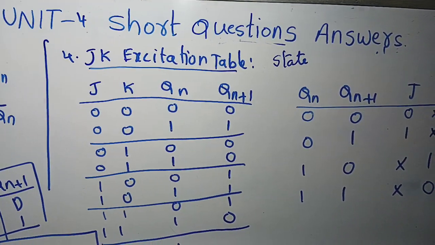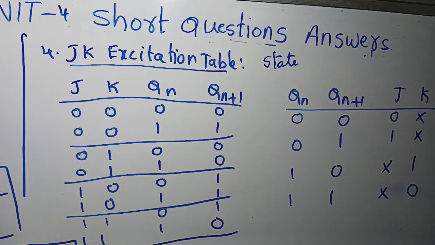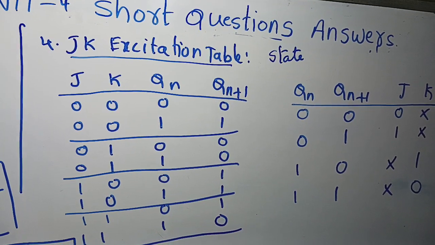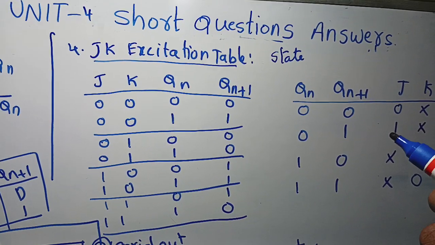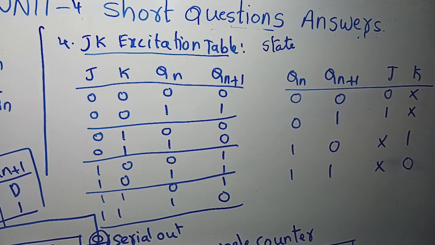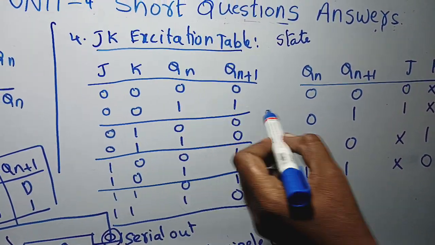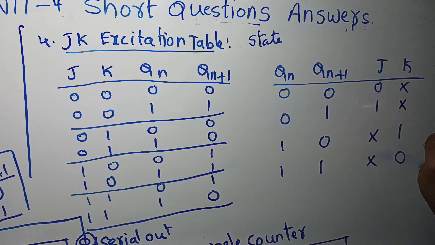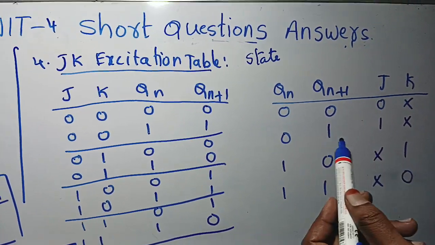And at that time, what are the corresponding flip-flop inputs? So that is the excitation table: the state transitions or changes with respect to the flip-flop inputs. For example, I want to write the JK flip-flop excitation table, and this is the reverse of the truth table.